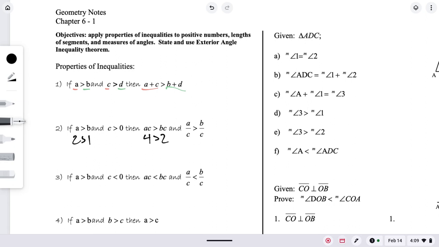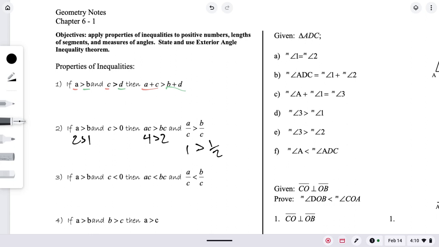And the division part of it works as well. 2 divided by 2 is 1, and 1 is bigger than 1 divided by 2, which is 1/2. So whether I'm multiplying or dividing, as long as it's the same factor, if A is bigger than B, then A divided by C is bigger than B divided by C.